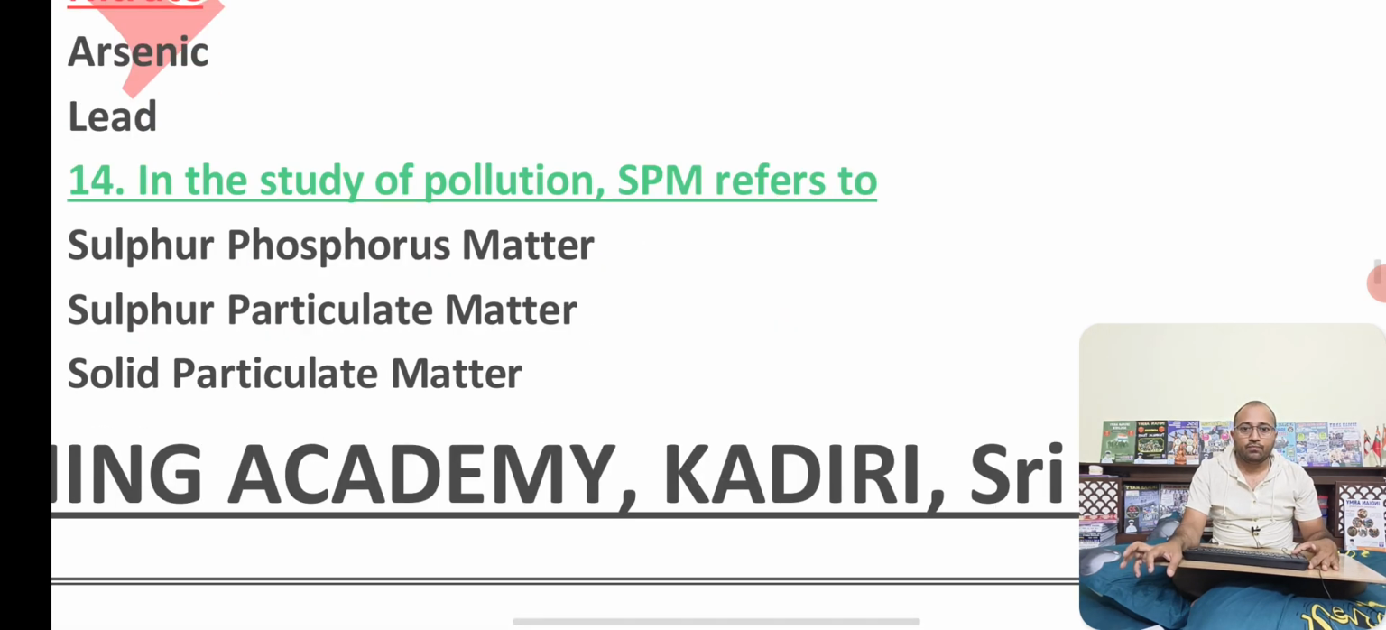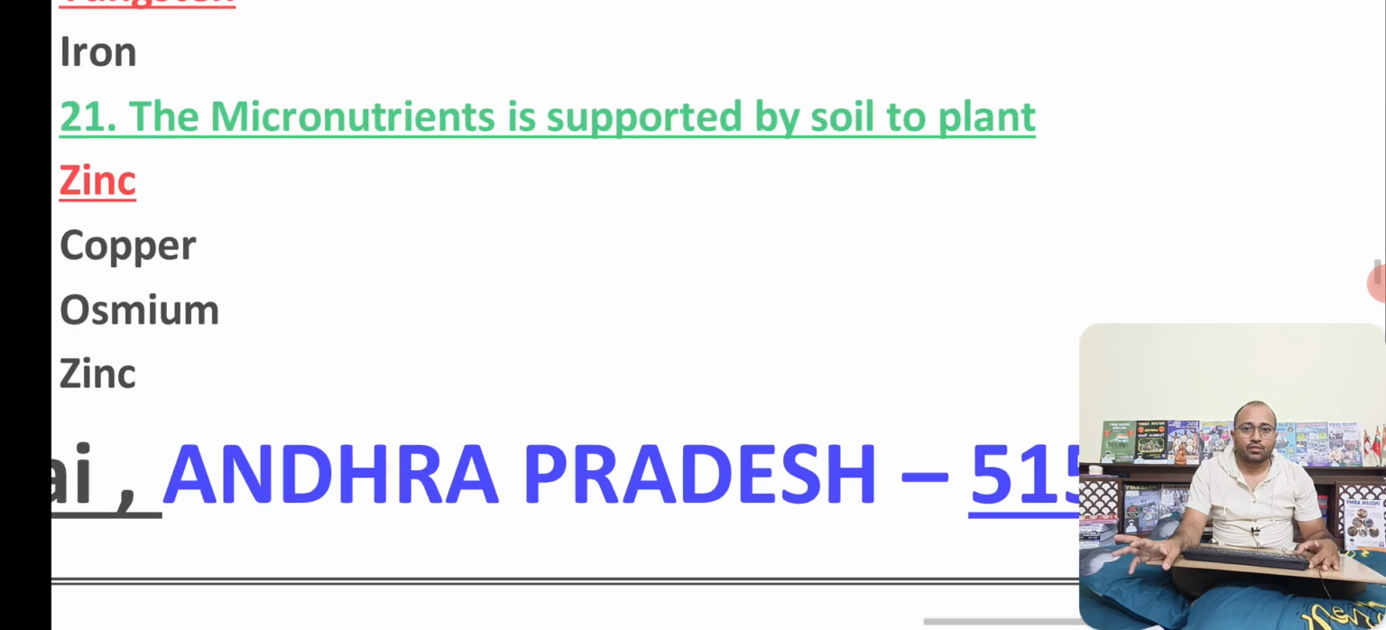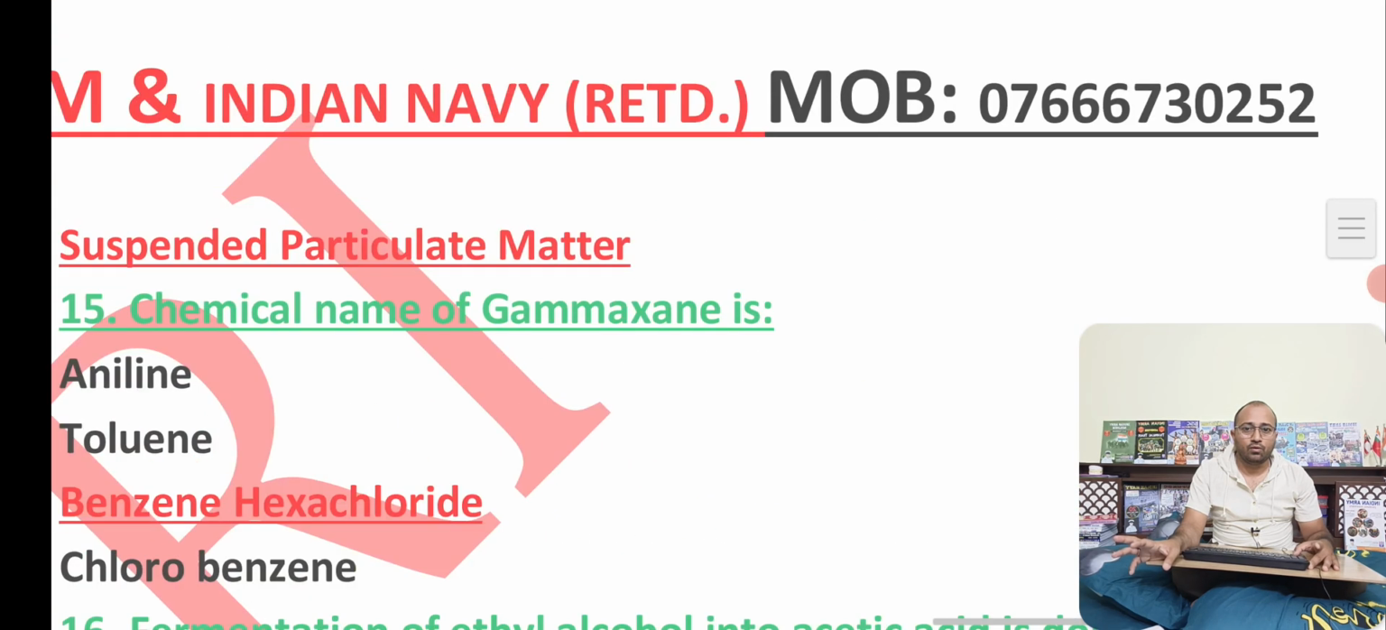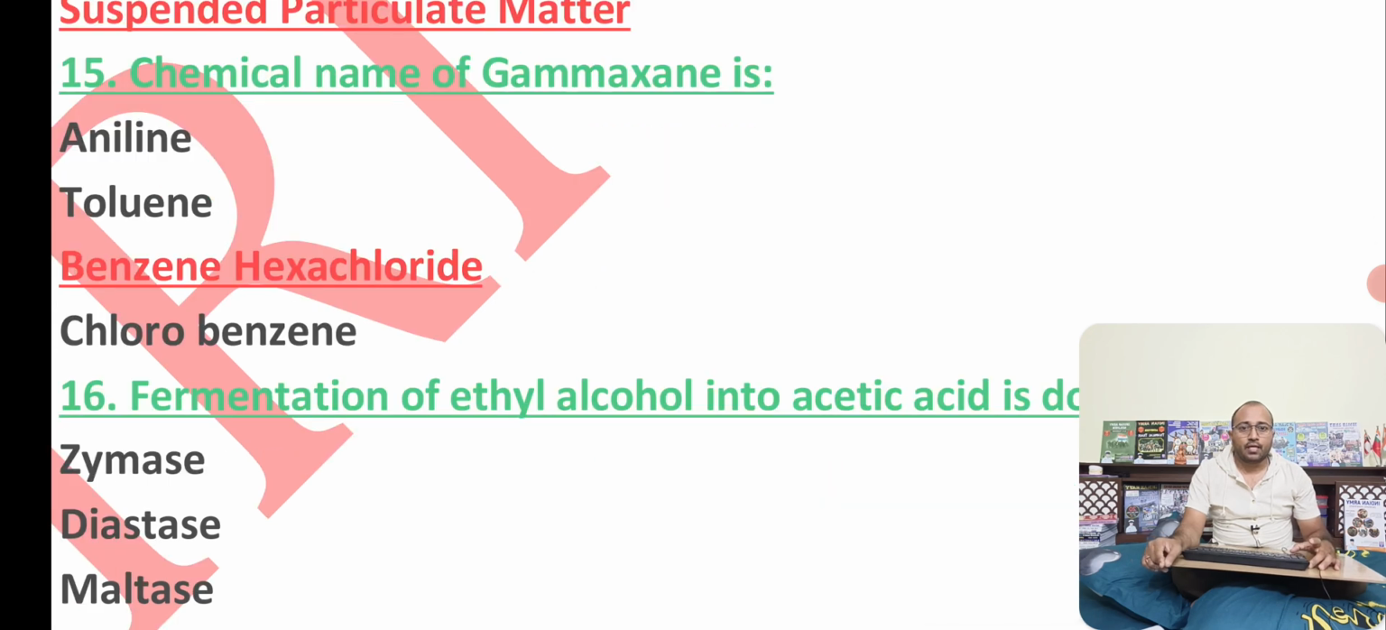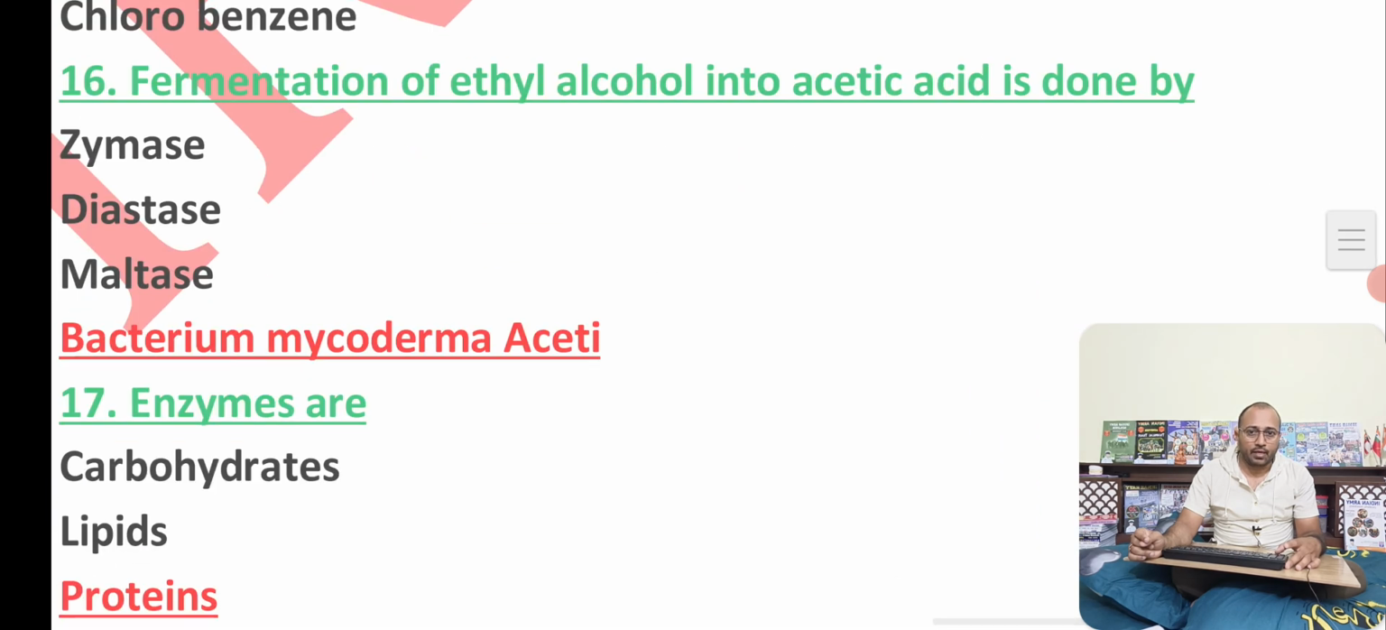And we have the study of pollution. There is SPM. What exactly is the abbreviation of SPM? I want you guys to have a look. So SPM stands for suspended particulate matter, and with this we can easily identify the pollution content. The chemical name of gamaxin, which is normally used at home for killing ants, is benzene hexachloride.